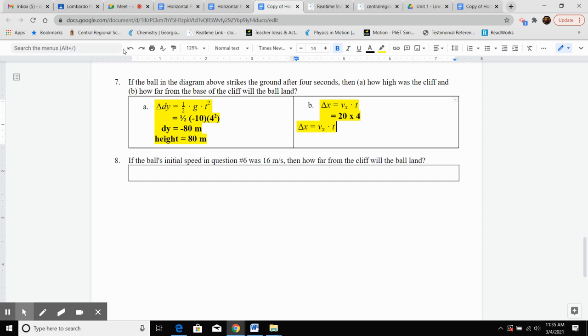So delta x, there. Okay, so delta x would be 20 times 4, it would be 80 meters. So yes, we would land 80 meters from the base of the cliff, and we would have fallen a total of 80 meters as well.